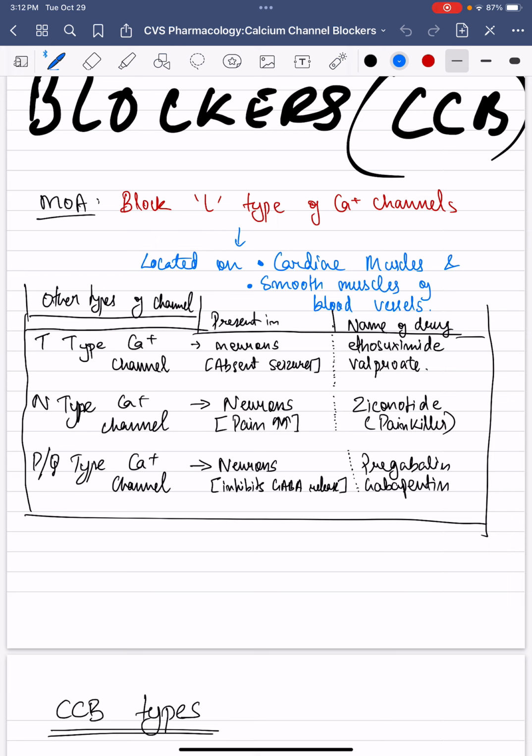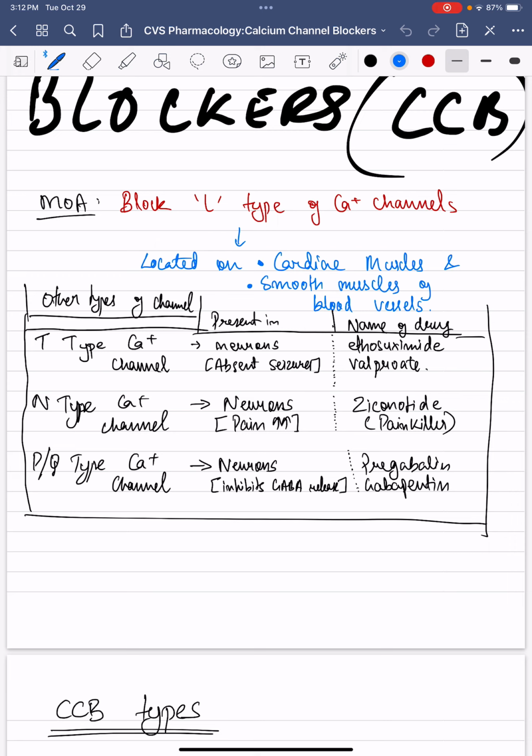The T type calcium channels are present on the neurons, and these channels cause absence seizures. So the drugs used to block these channels are ethosuximide and valproate, which are anticonvulsant drugs.